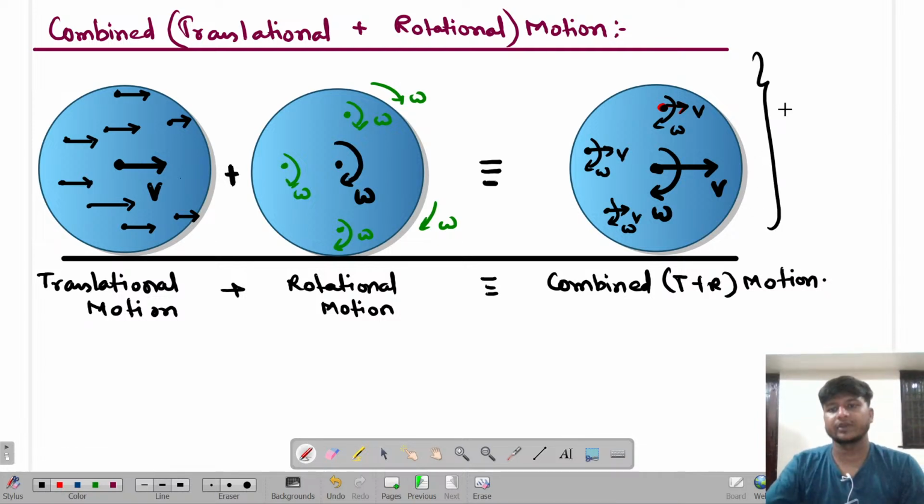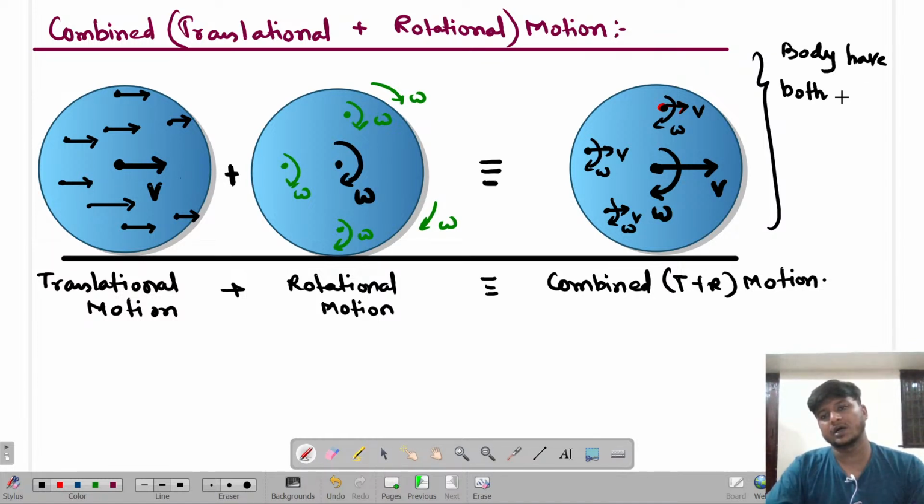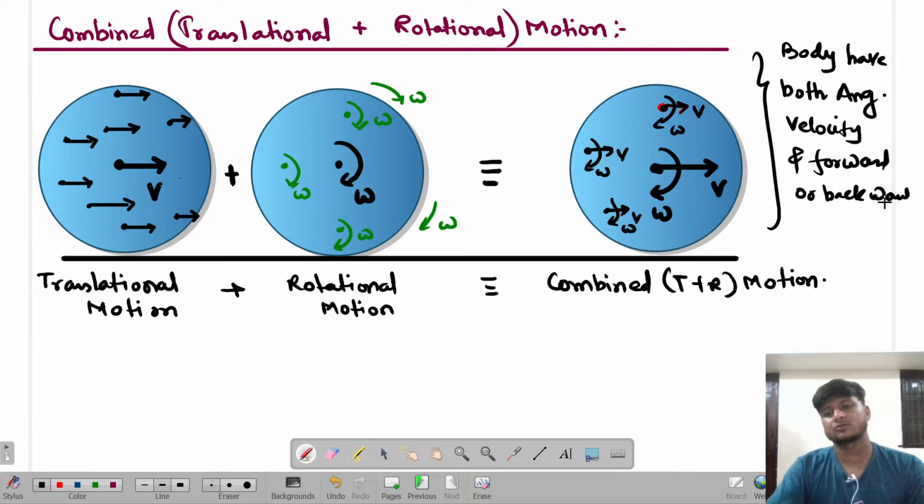So we can say that the particle or the body has both angular velocity and forward velocity or backward velocity. Yes or no? Are you able to get me?